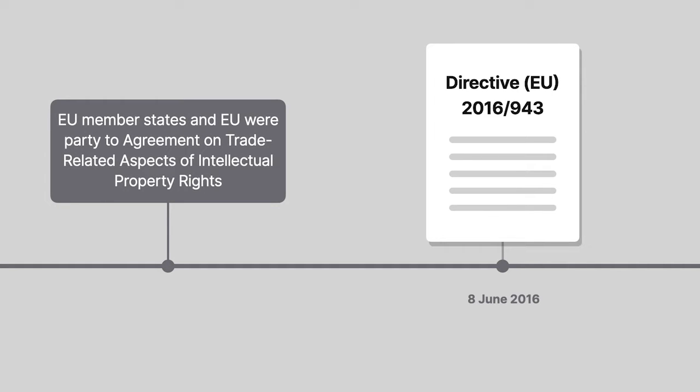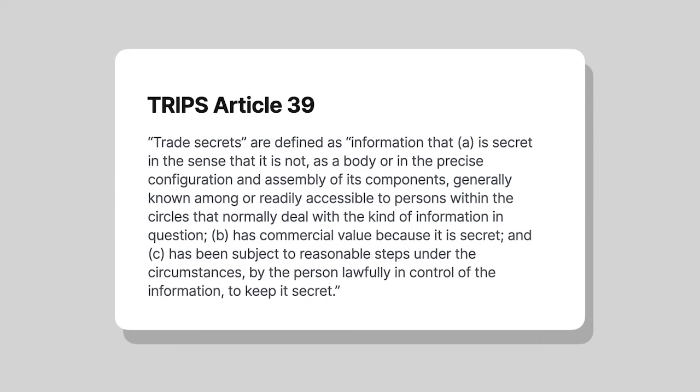Prior to 2016, each of the EU member states, as well as the EU itself, were party to the Agreement on Trade-Related Aspects of Intellectual Property Rights, better known as the TRIPS Agreement. And TRIPS established some basic baseline obligations for signatory states in terms of trade secret protections. These obligations are found in Article 39 of TRIPS, which basically does three things.